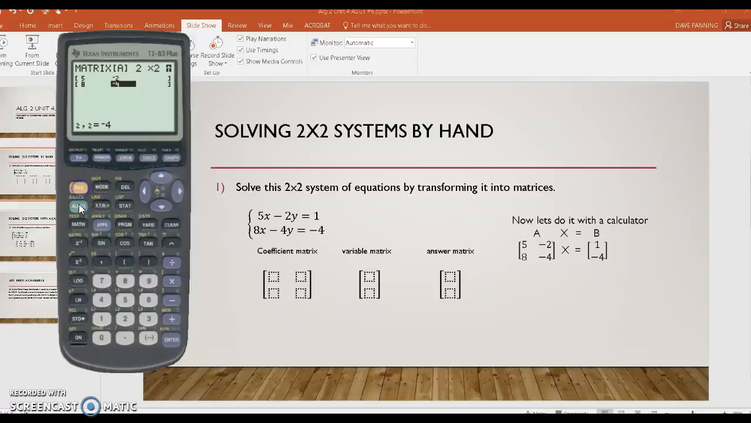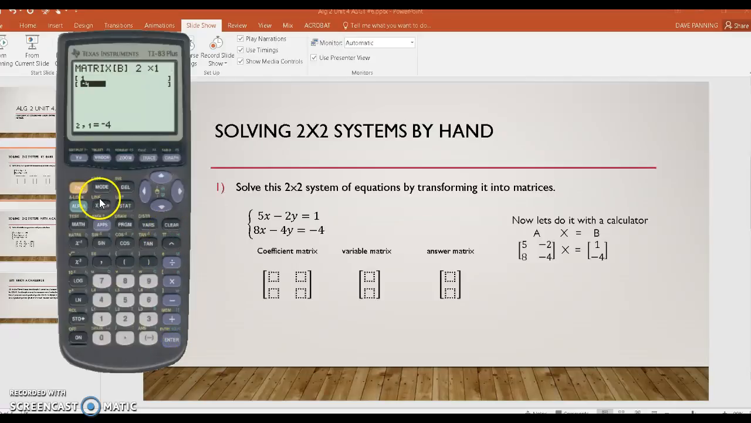Then you want to go to matrix B. And so you're going to edit it. You're going to go down to B. And we're going to edit matrix B to be a 2x1 matrix. It's this one right here. So it's 2x1, and we want it to be 1 and -4.